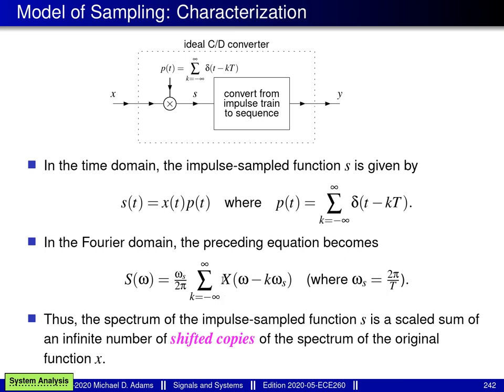The kth term in the summation on the right-hand side of the equation corresponds to big X shifted by k omega s. Since the summation is taken over all integer k, the summation result corresponds to a periodic function with period omega s. Thus, big S is a periodic function with period omega s. In essence, the spectrum of the impulse sampled function little s is a scaled sum of an infinite number of shifted copies of the spectrum of the original function little x.